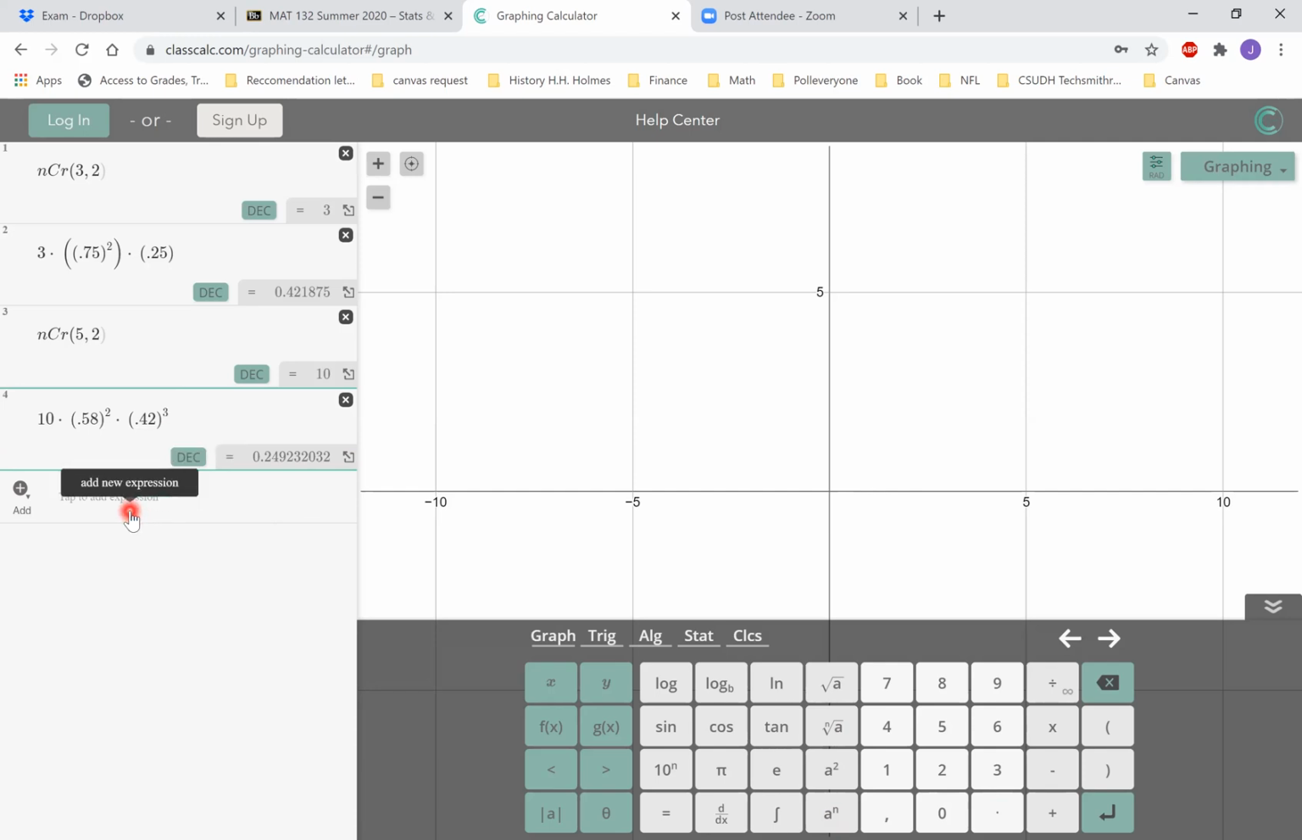Any questions for that problem for binomial? All right, so let's go back to the notes.